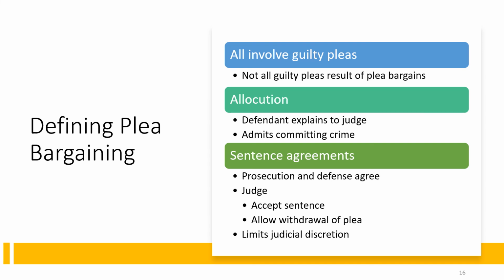And sentencing agreements, while it does help move things along, it does limit judicial discretion because often the agreement is come to between the prosecution and the defense, and the judge does not hear about it until an agreement has been reached. But the judge does have ultimate say as to whether or not they are going to allow the plea to proceed.